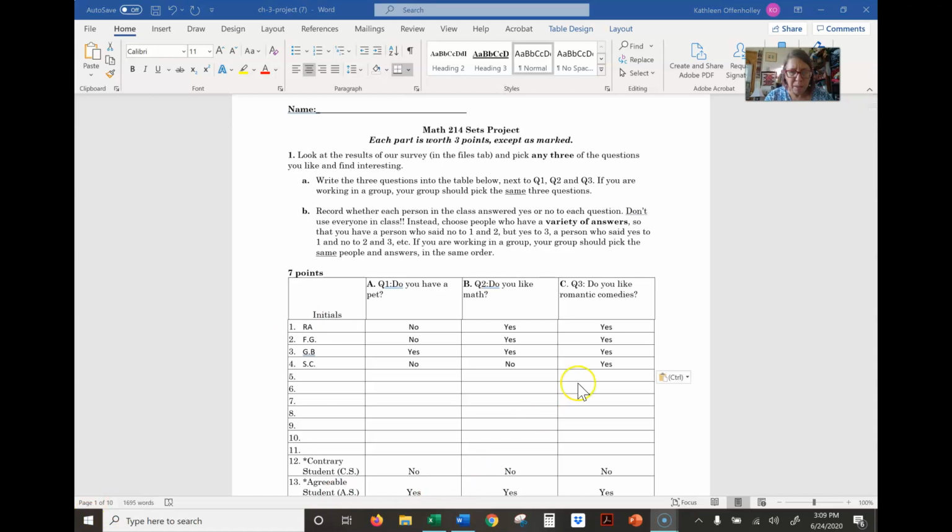So I'm partway through filling out my table, and I picked these 4 people because they seem to have a variety of answers here and here. But then I noticed, look, they all said yes to romantic comedies. So for my next bunch of people, I'm going to try to find some people who said no, they don't like romantic comedies. So I'm going to keep filling up my table. Okay, so now I have my table all filled up with these people.